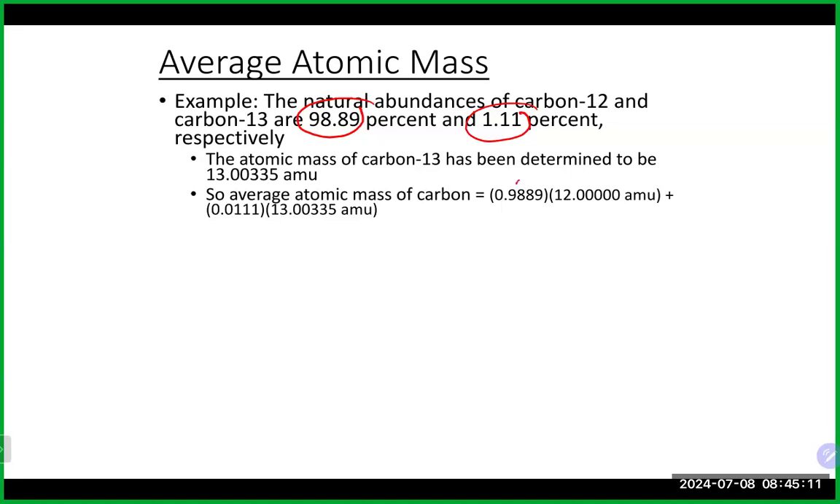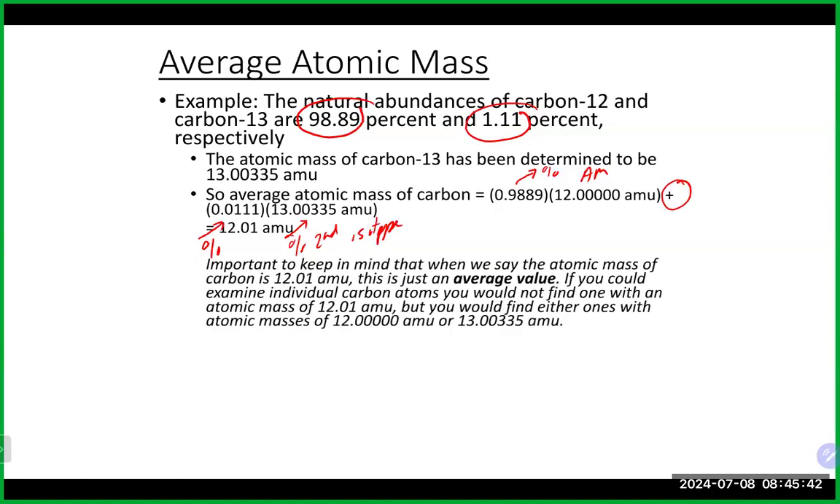So this is our 98.89% converted into a decimal. So the percent of the first isotope times the atomic mass of that first isotope, which is 12. We then are going to add it to the percentage of the second isotope. That is basically 1.11% converted into a decimal. And that is the percentage of our second isotope in this case. And when we do that, we get that 12.01 value that we do see when we look again on the bottom of the periodic table there for carbon.